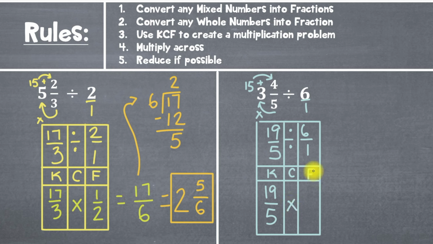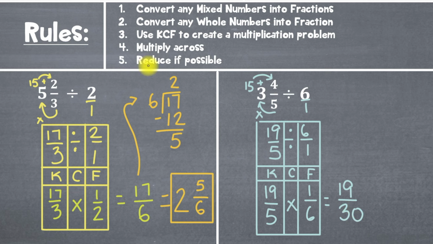And finally, the F stands for flip. So this fraction here, 6 over 1, is going to get flipped around. So instead of 6 over 1, we're going to write 1 over 6. Now we can go to step 4, which is to multiply across. And again, that just means my numerators will get multiplied, and that'll be the numerator for my answer. Then my denominators will get multiplied, and that'll be the denominator for my answer. So 19 times 1 equals 19 over 5 times 6, which equals 30.